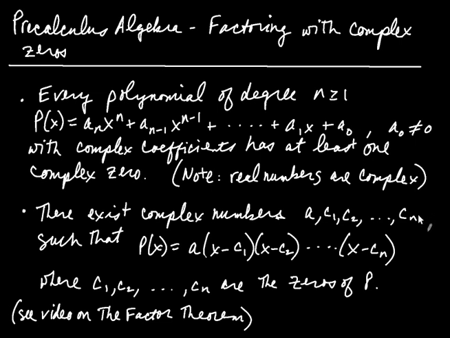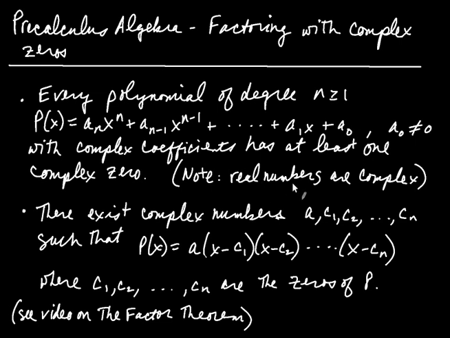In this video, we're interested in factoring polynomials that have complex zeros. So we're going to have two results that we're going to mainly use and see examples of in this video. The first result is that every polynomial of degree n greater than or equal to 1, so this is a general polynomial, with complex coefficients has at least one complex zero.